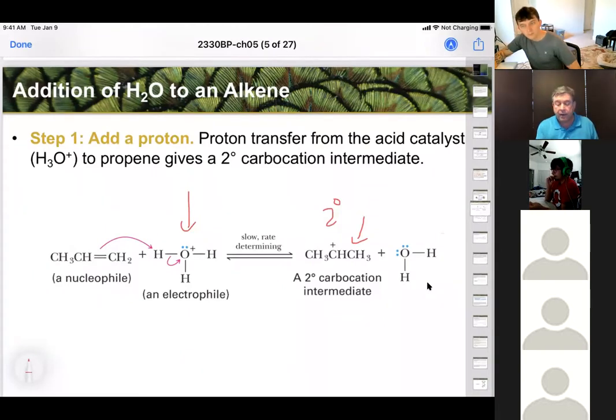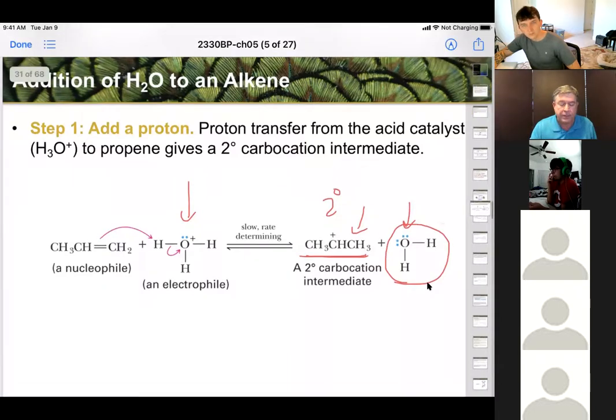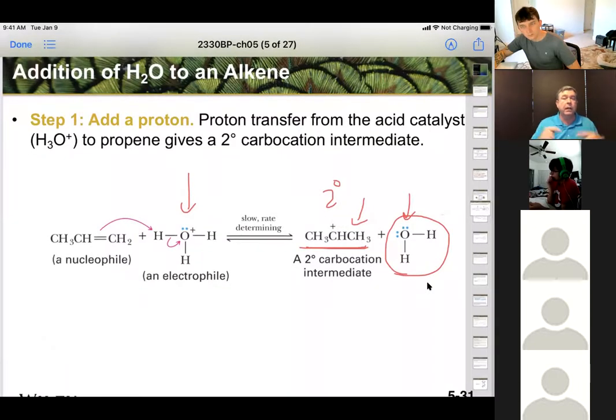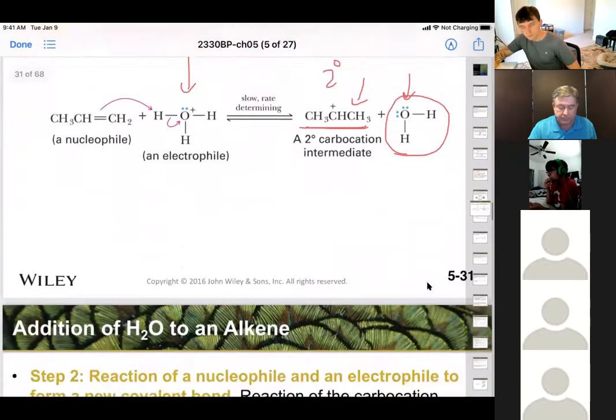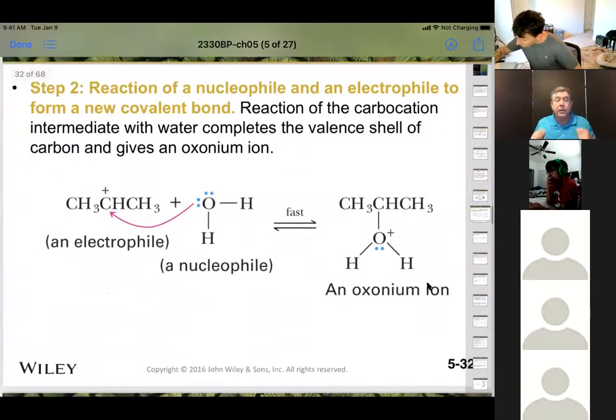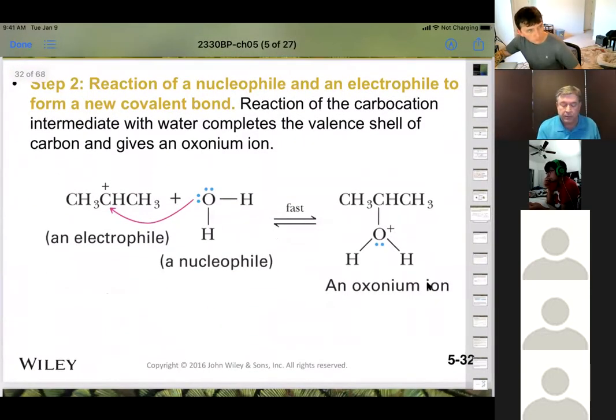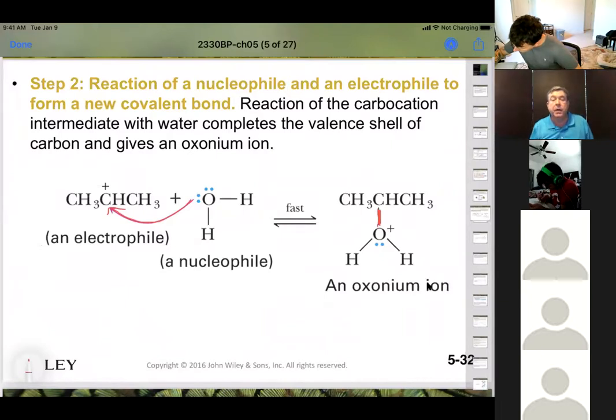Once we do that, we now have our new electrophile, and we have a species with lone pairs on it, which is our new Lewis base or our new nucleophile. So the second step of the reaction is going to be a nucleophile and an electrophile reacting to form a sigma bond. The electrons from the lone pair on neutral water will reach out and make a new sigma bond with oxygen. These are those electrons right there.